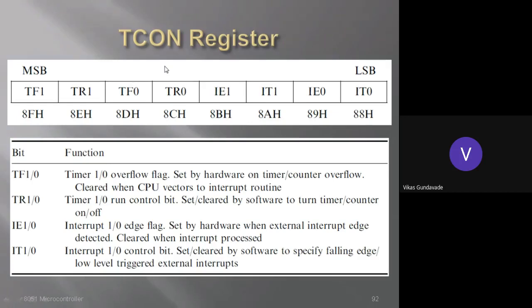But for the time being, for timer, keep in mind for the TCON register, these 4 bits are used: TR0 and TR1, which are called timer run control bits to start the timer, and TF0 and TF1, which are for when the overflow occurs, these particular bits will get set and it will generate the timer interrupt. Okay. Everyone got the TCON register?